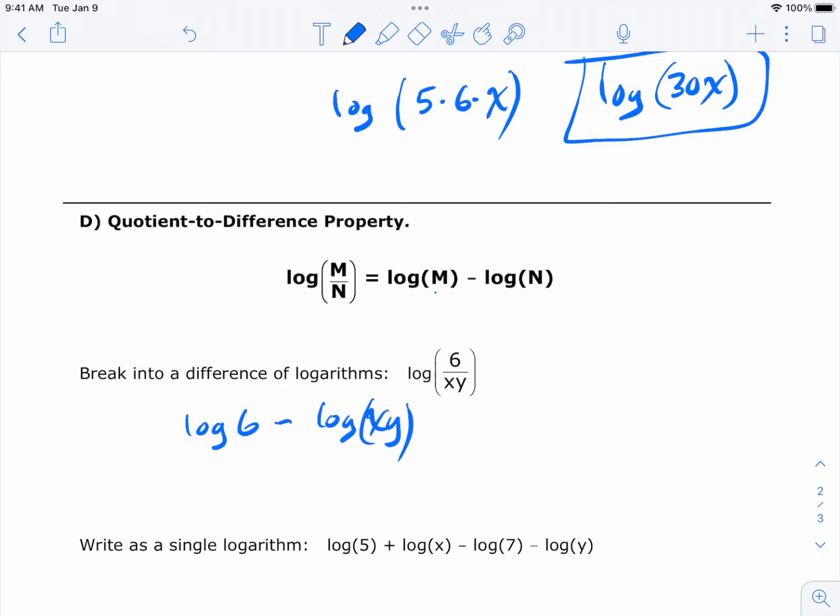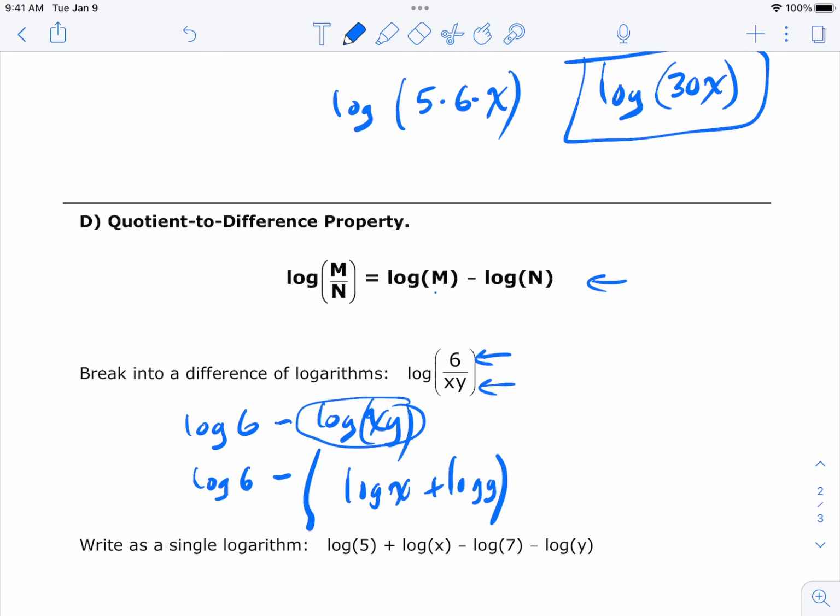There. So the log of the top minus the log of the bottom. That's what this property is saying. Now, actually, here, we can go a little further with that. Log of 6 minus, and remember, there's a property that says if you have xy multiplying, you can split it up into adding. To be careful about that, you should split it up, and that should go inside parentheses like this.